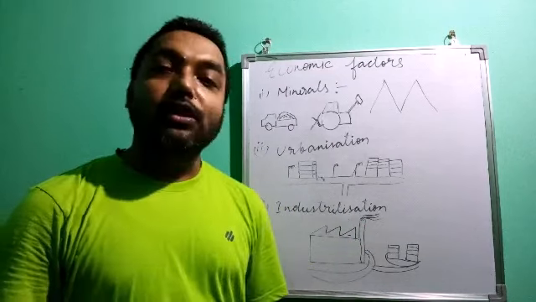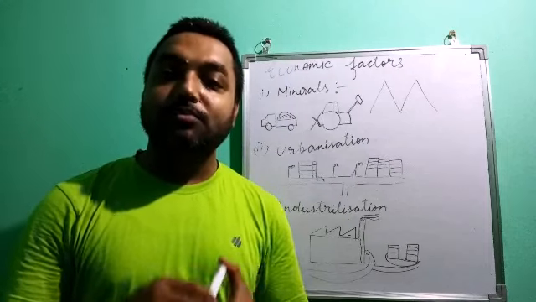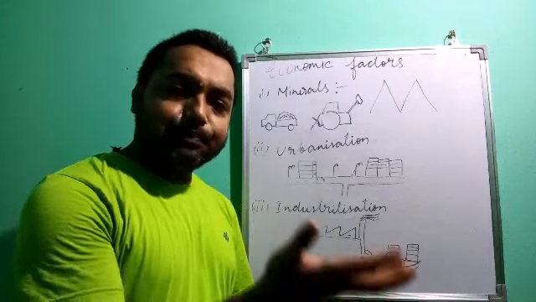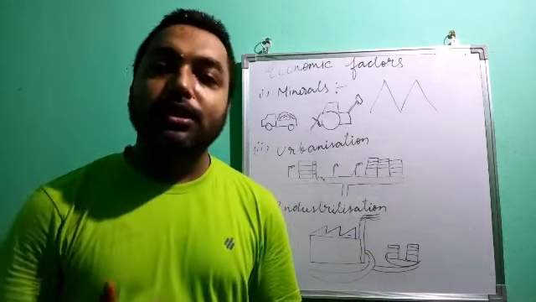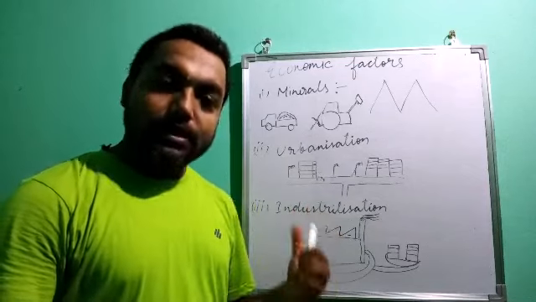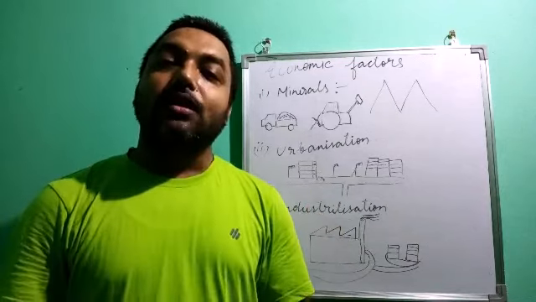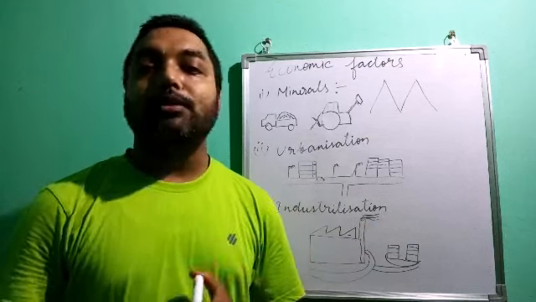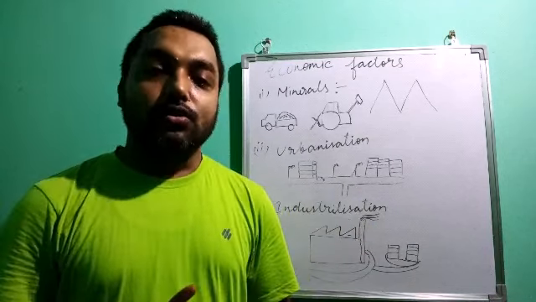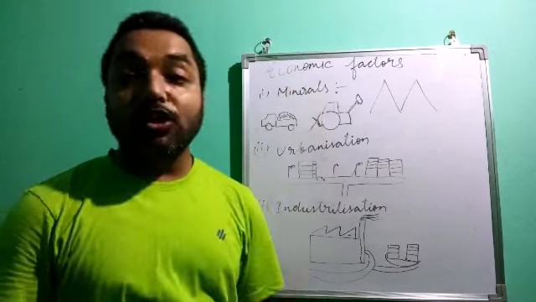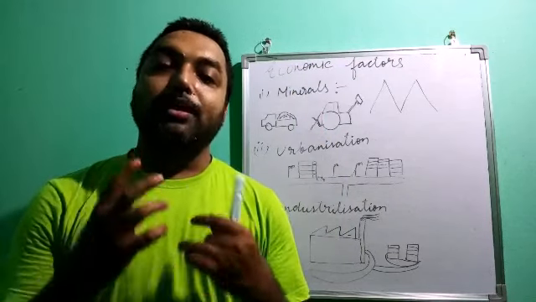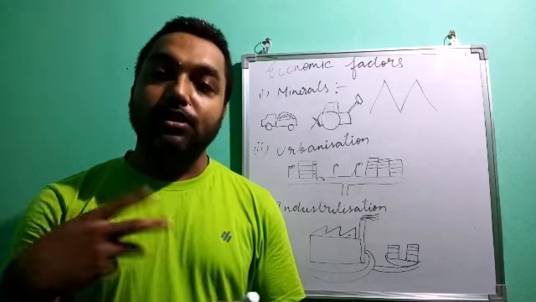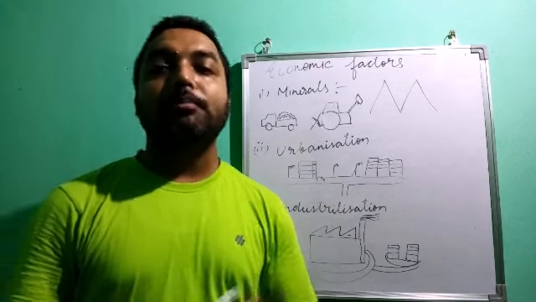So people like to live in the area where there are industries, because they will get commodities that are produced in the industry at a cheaper cost. Secondly, and most importantly, the availability of jobs. So because of job availability, people like to live in those areas. So these are the economic factors due to which the distribution of population is different in different parts of the world.